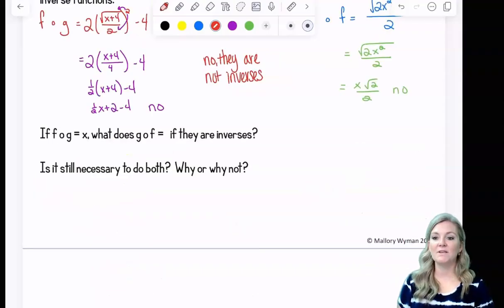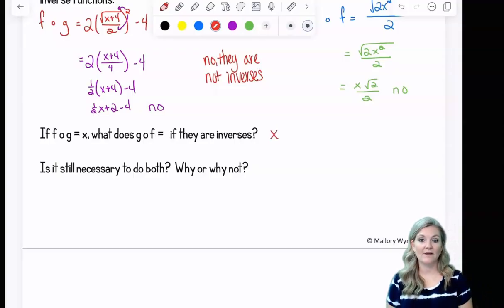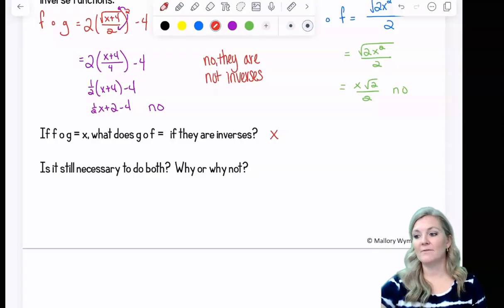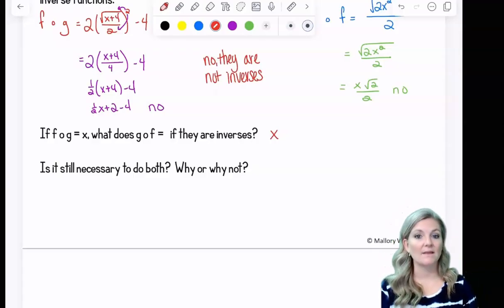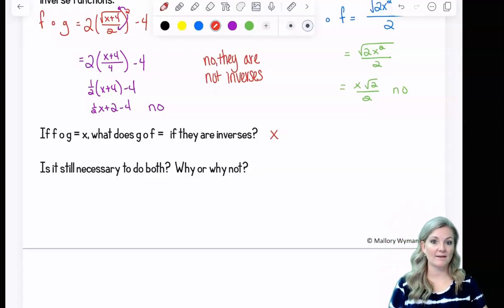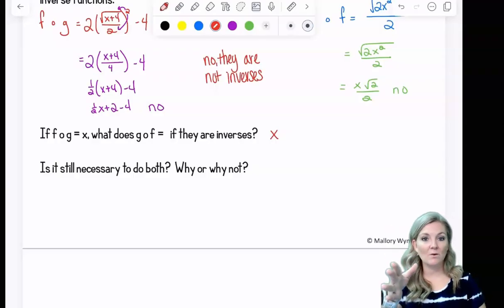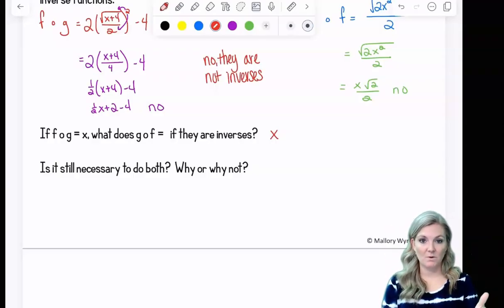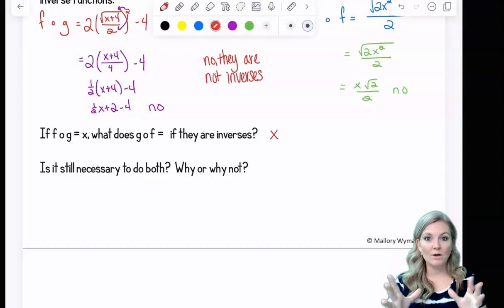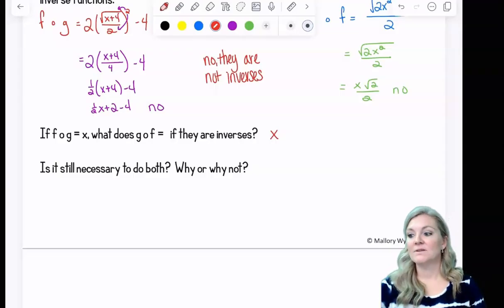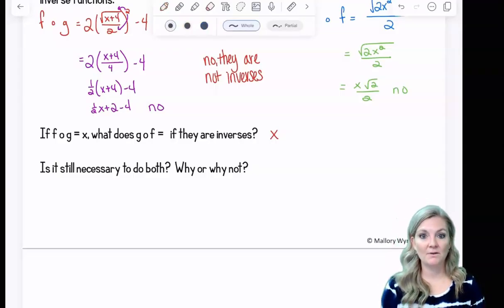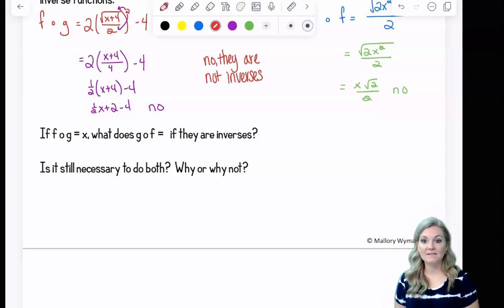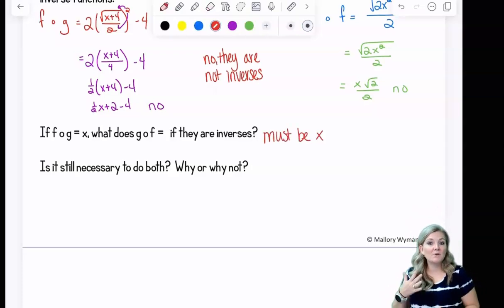So if f of g is equal to x, what is g of f going to be if they're inverses? It's always going to be x, okay? If you do f of g and they are inverses, then the g of f will be an x. One is not going to work and the other not going to work. They both work or they both don't work. So is it still necessary to do both? Yeah, it is.